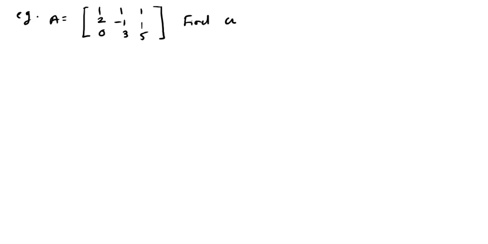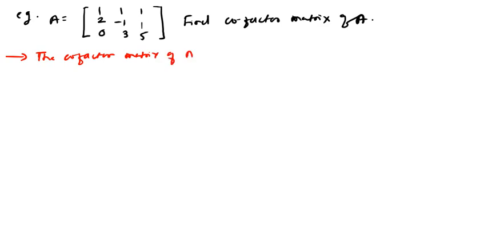For example, again, suppose I want to find the cofactor matrix of 1 2 0, 1 minus 1 3, 1 1 5. So this is our matrix, and the question is to find the cofactor matrix of matrix A. Obviously the cofactor matrix of A will be the matrix.